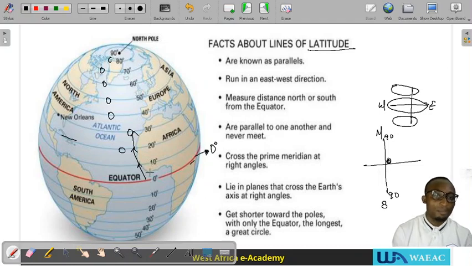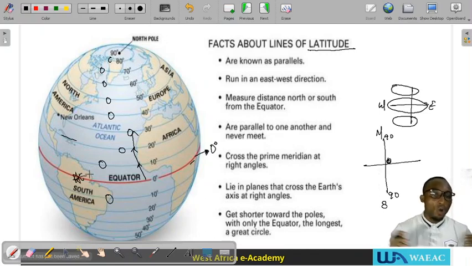So we have it lies in a plane that crosses the earth's axis at right angle, getting shorter towards the pole, with only the equator the longest. That is a great circle. So it is only the equator that is a great circle. Every other parallel line of latitude is a small circle. This is a small circle. This is a small circle. Only this is a great or big circle. So that is the basic information you need to take note about the latitude.